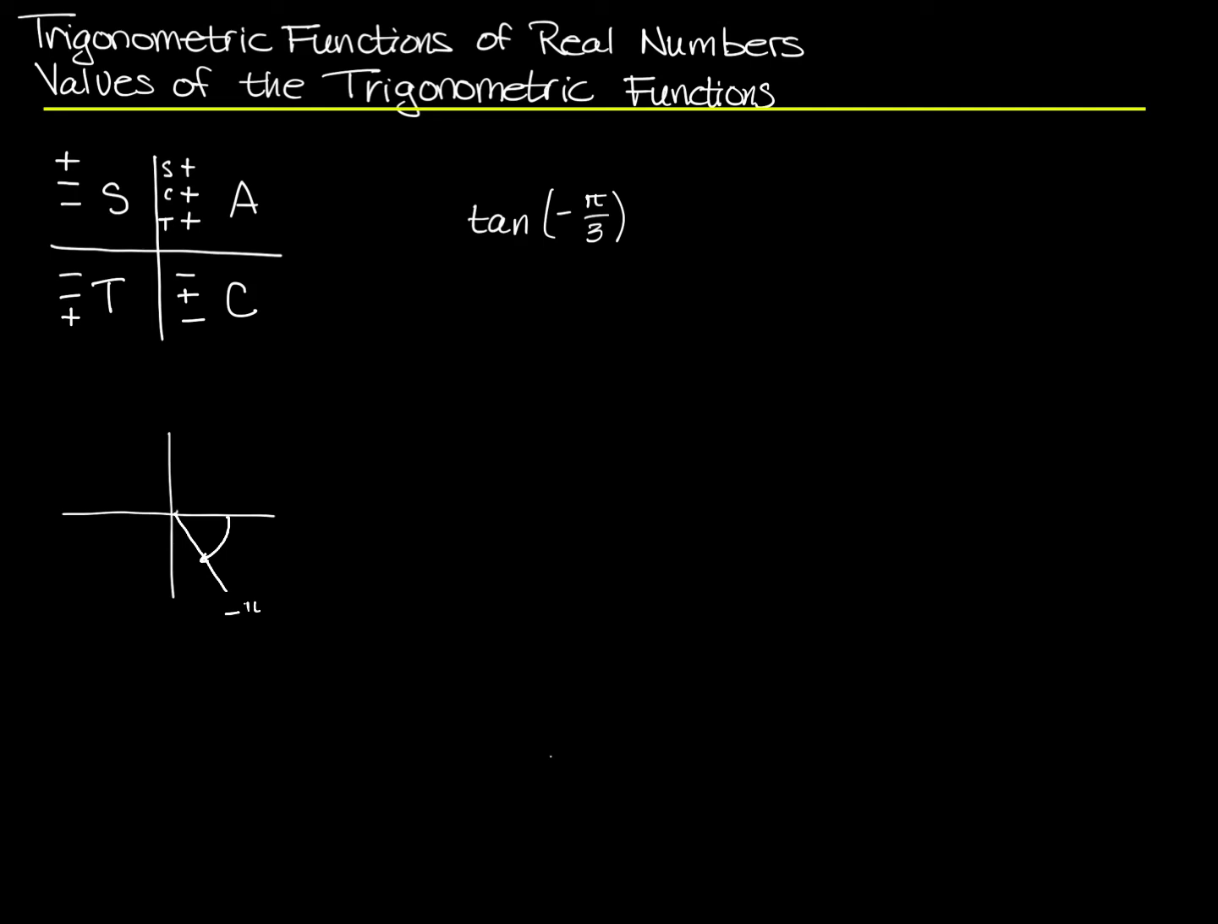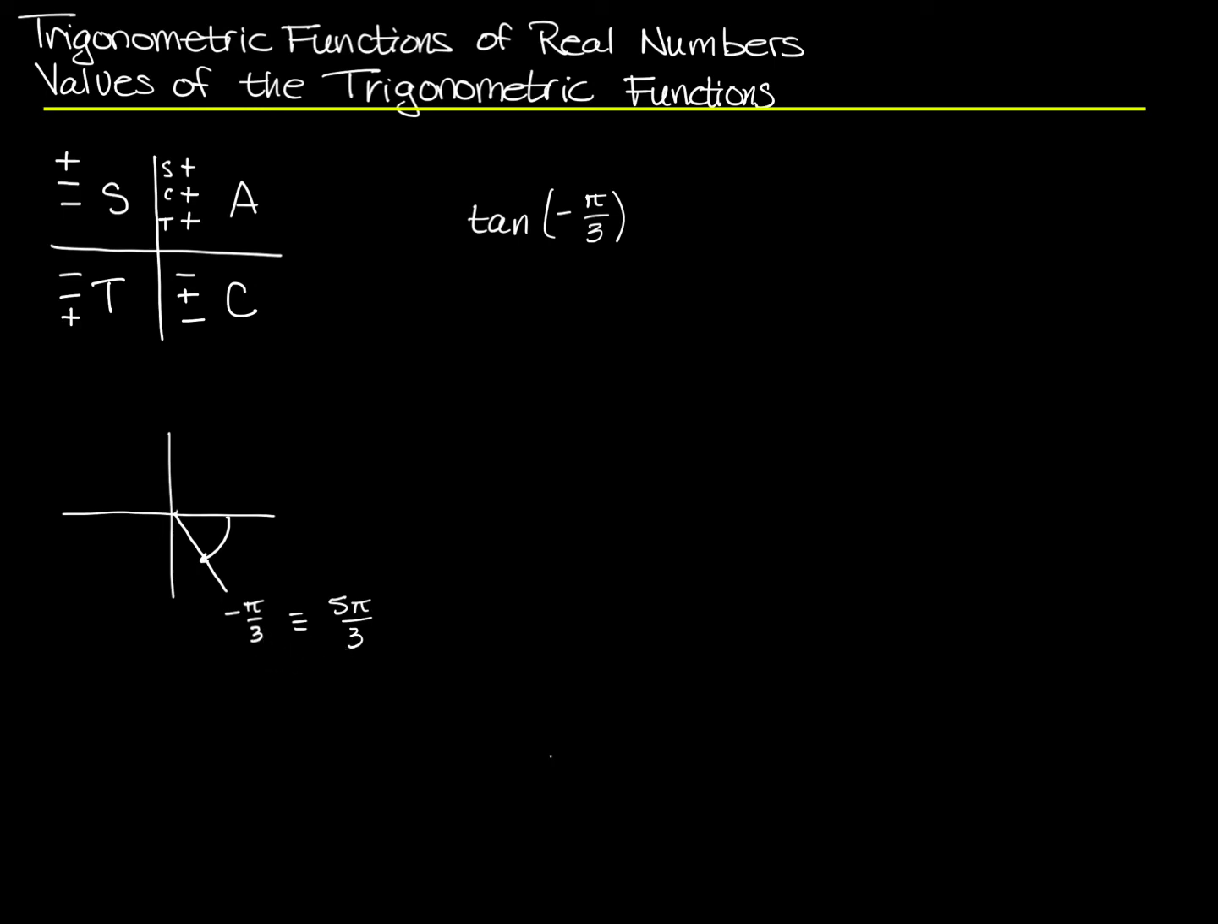This is negative pi over 3, and it has another name. We've been calling it, let's see, this would be 3 pi over 3. All the way around would be 6 pi over 3. If I subtract 1 pi over 3 from 6 pi over 3, I get 5 pi over 3. So this angle can actually be called either 5 pi over 3 or negative pi over 3.